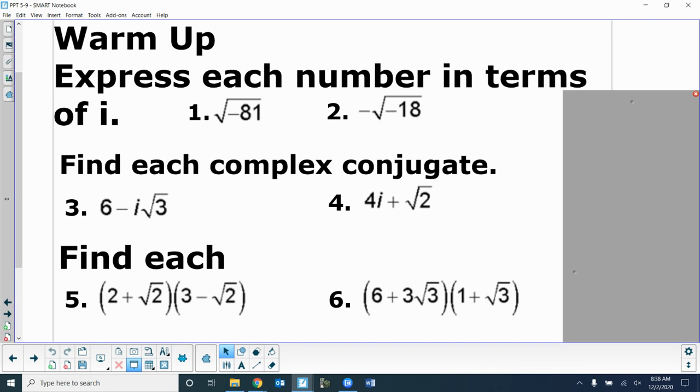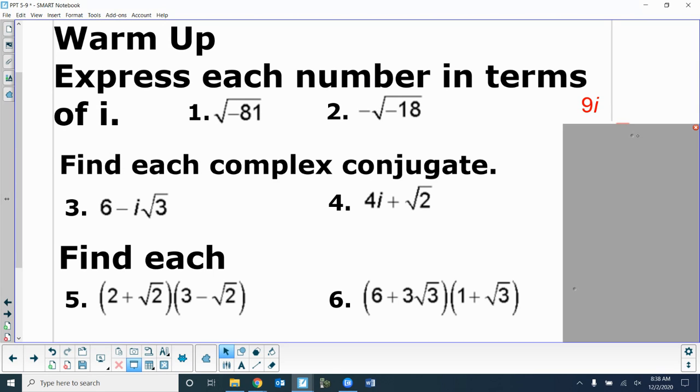All right, so what'd you get for the number one? 9i, right? That's an easy one. What about number two? Grant, louder.